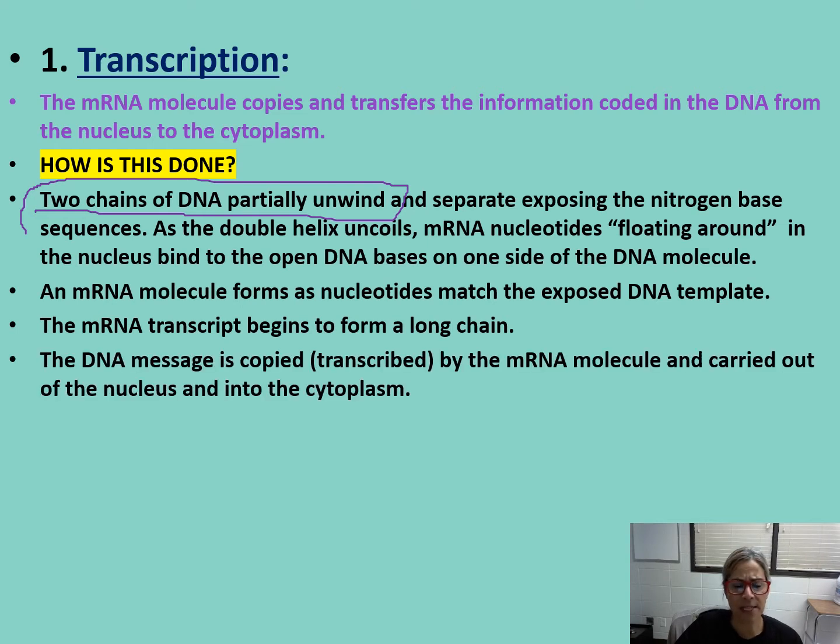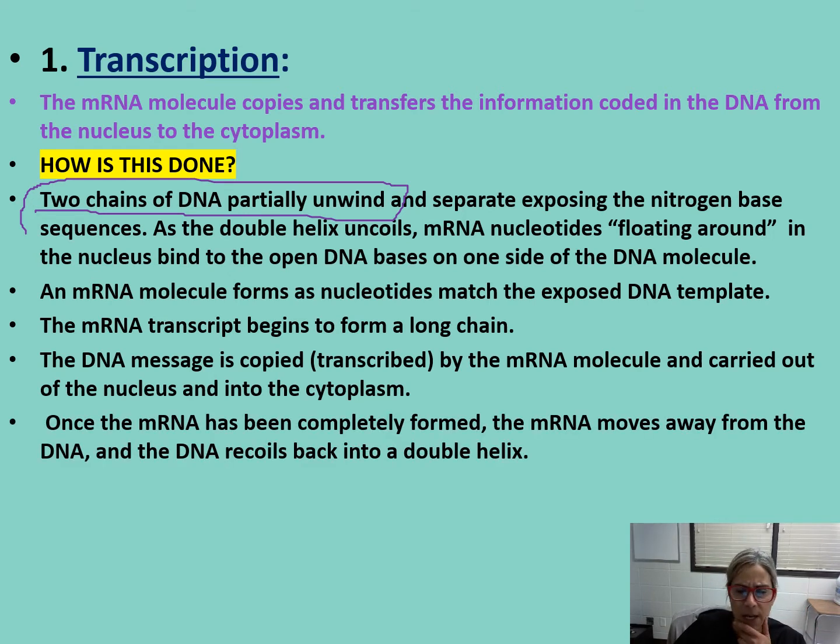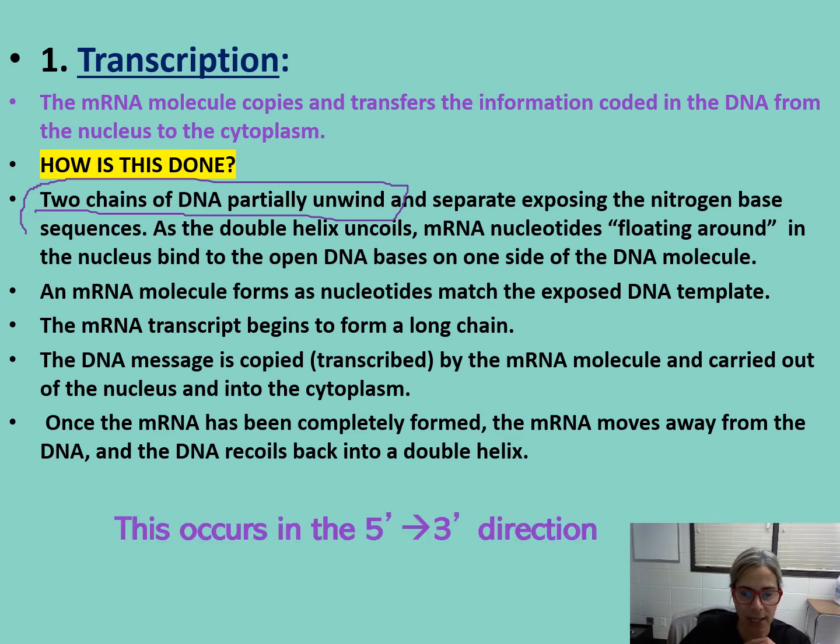And then once it forms that chain of necessary genetic information and copies it, it's going to carry it out of the nucleus and into the cytoplasm in search of that ribosome, so that the next process, translation, can happen. Once that mRNA has left the nucleus, that DNA strand is going to recoil back into that nice double helix.